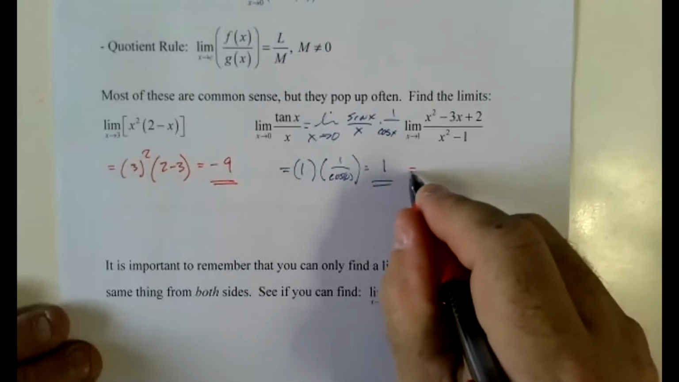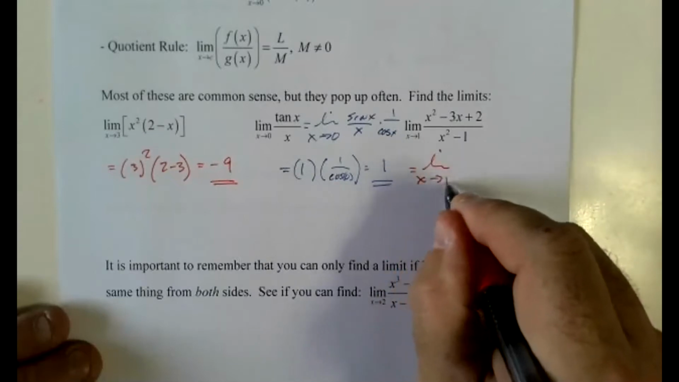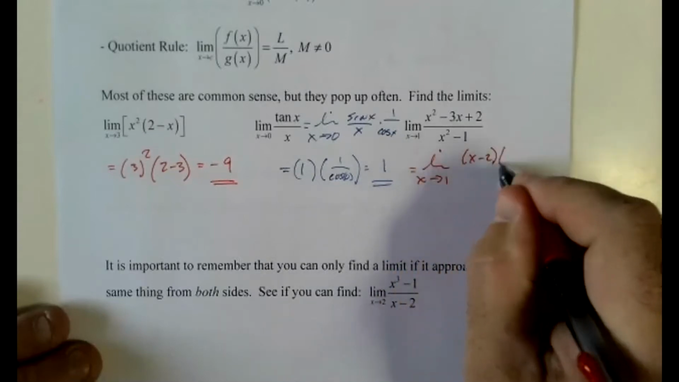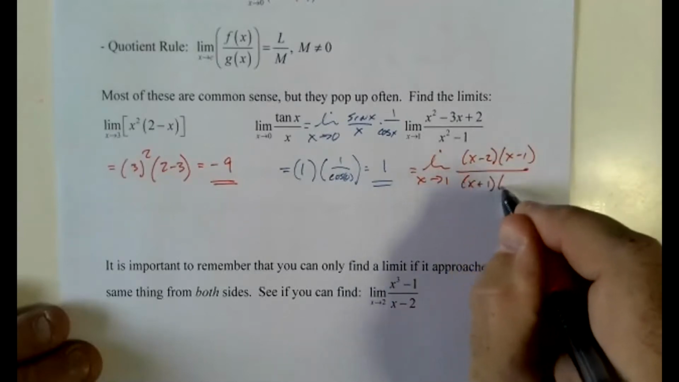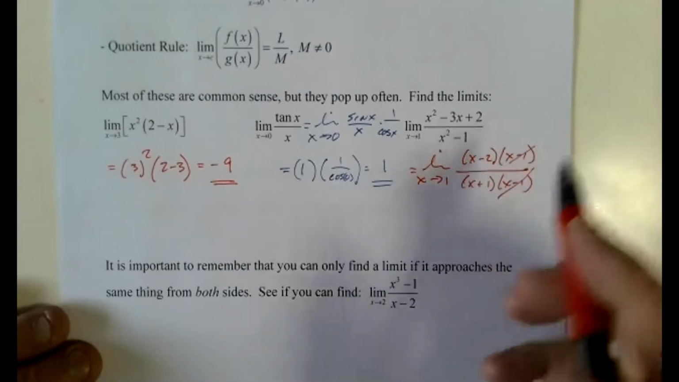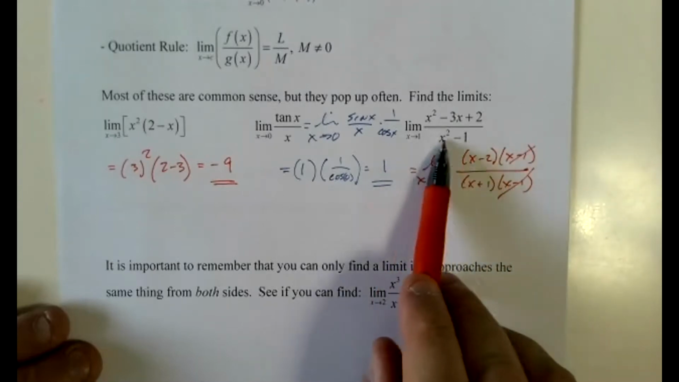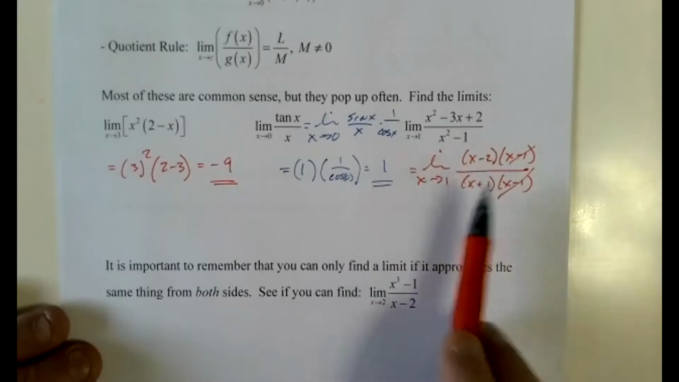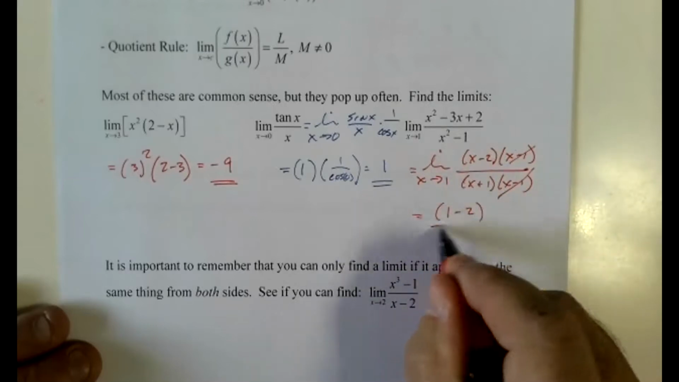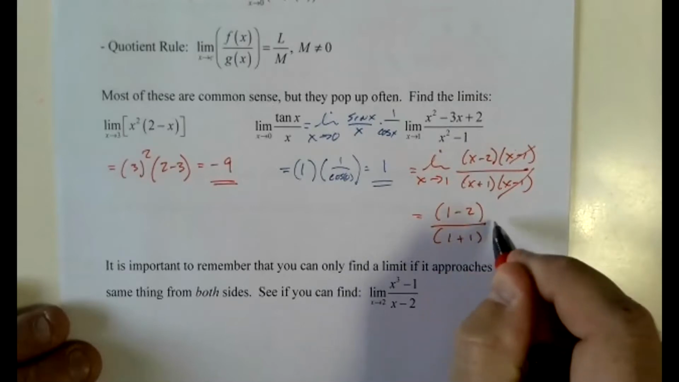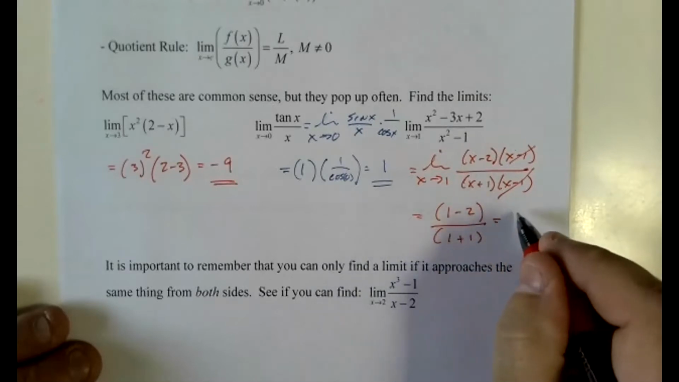And this one equals limit as x approaches 1 of x minus 2, x minus 1, x plus 1, x minus 1, cancel, cancel. I can't put 1 in. It's going to create 0 on the bottom. I cancel. I can put 1 in. Equals, again, now I am writing it without a limit, negative 1/2.